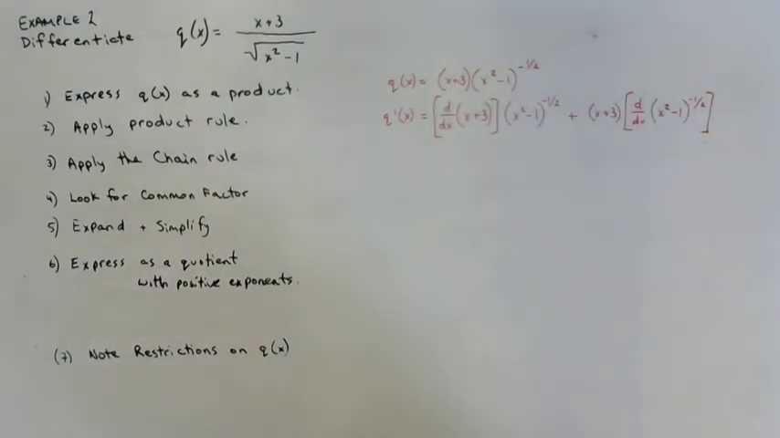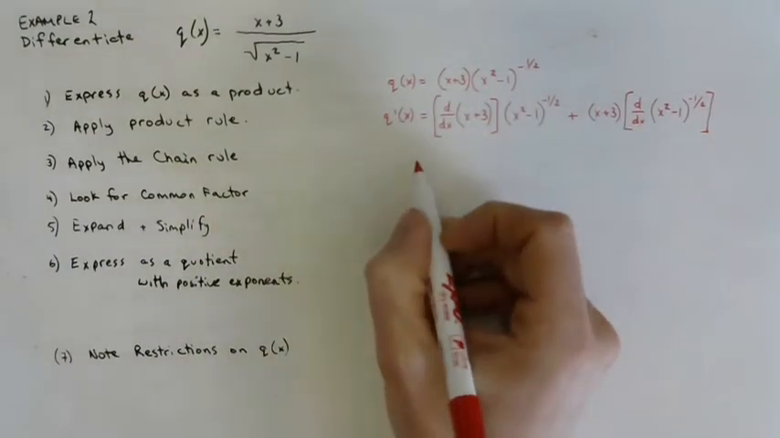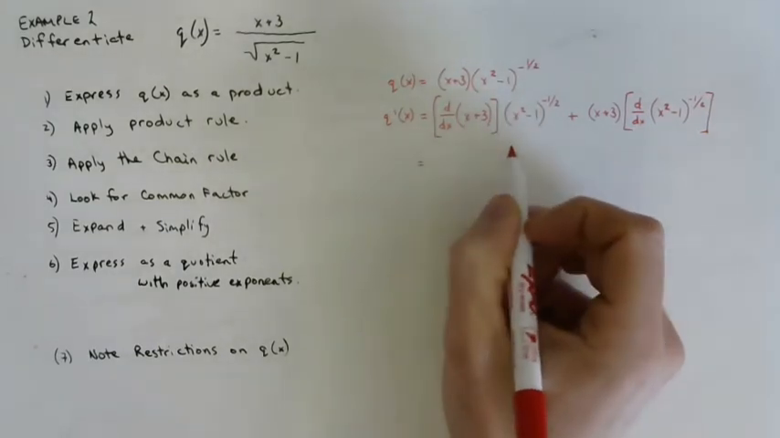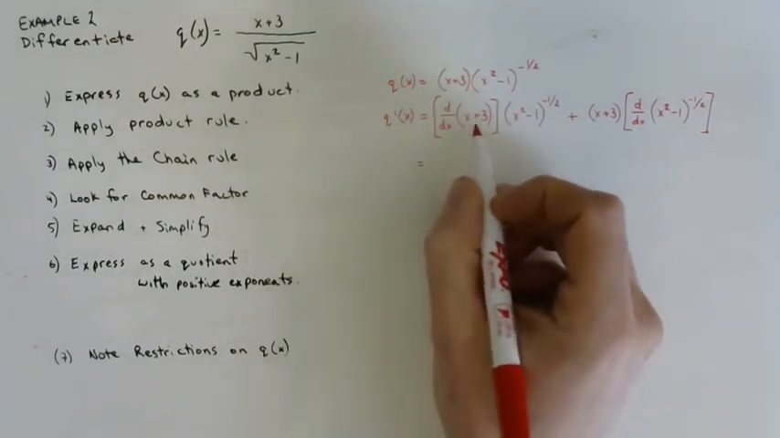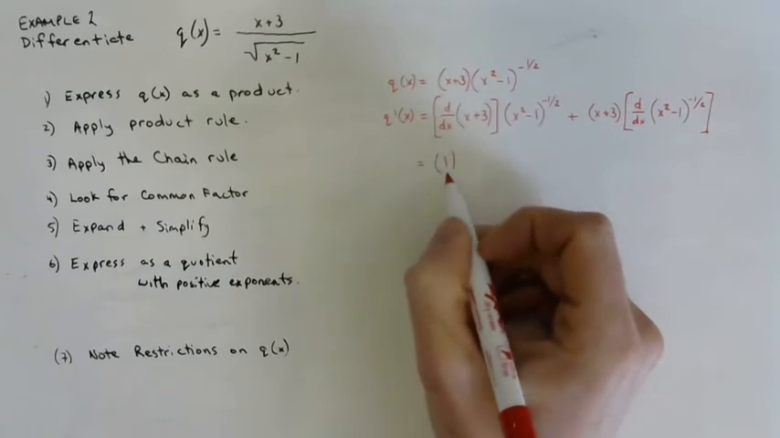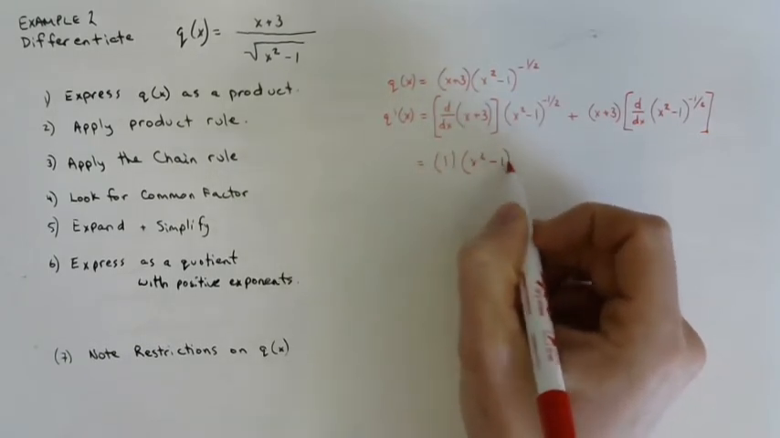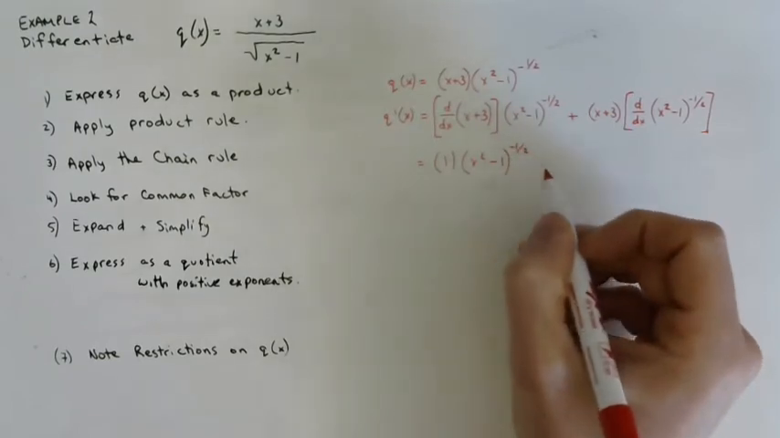All right, there's the product rule. Now we're going to actually differentiate this. The first step is pretty straightforward. The derivative of x plus 3 is just 1 times x squared minus 1 to the power of negative 1/2.